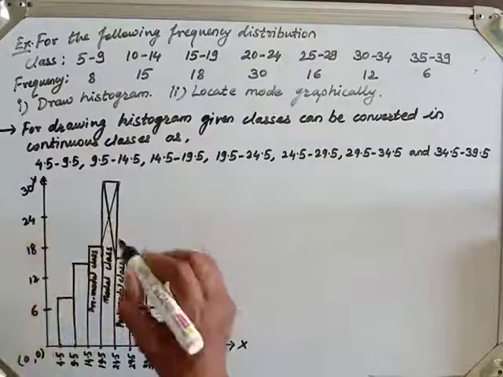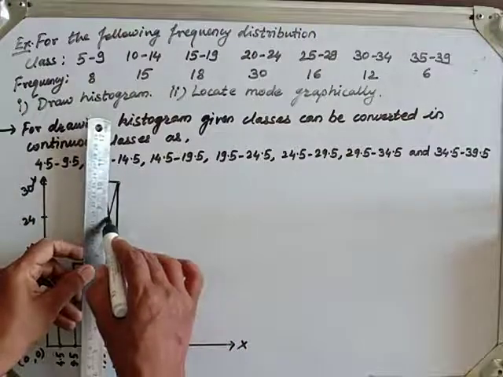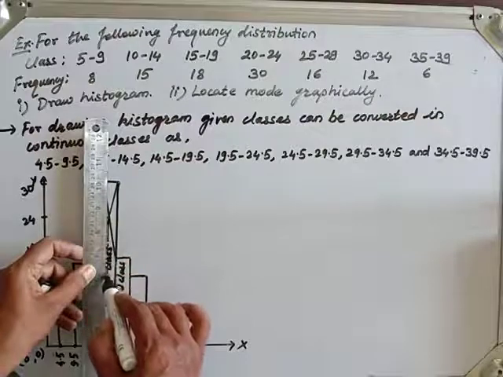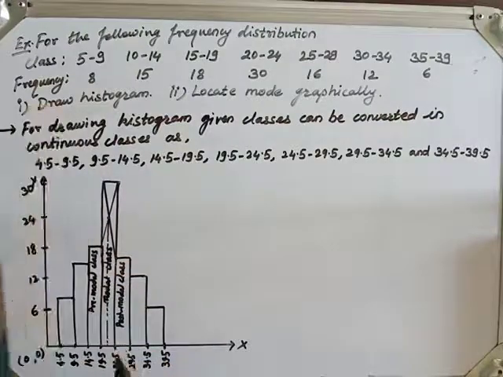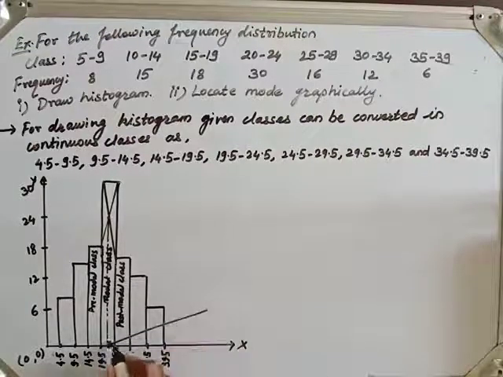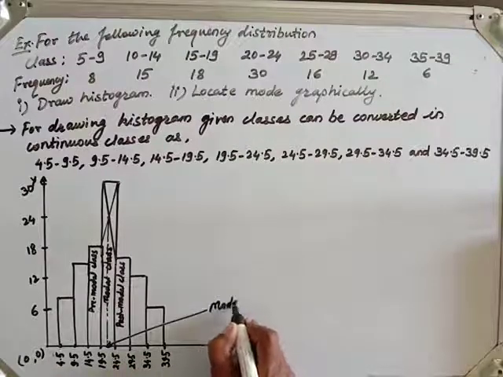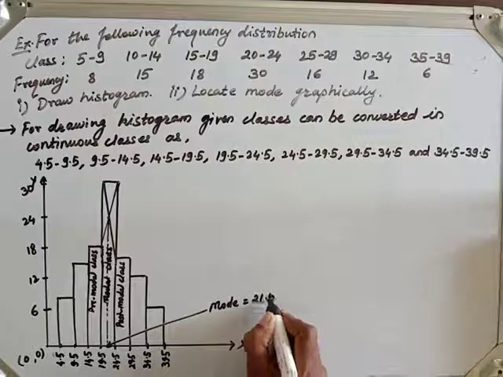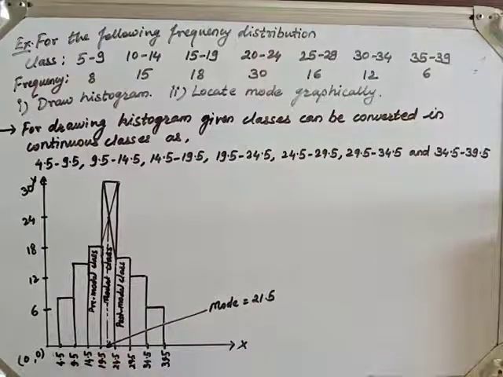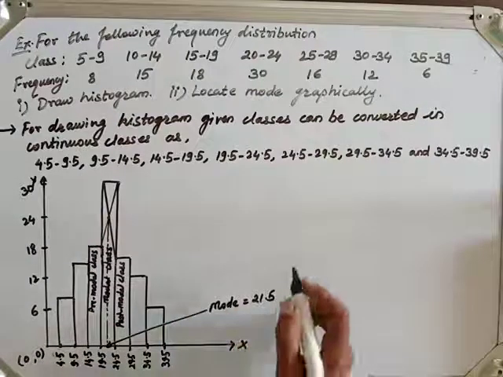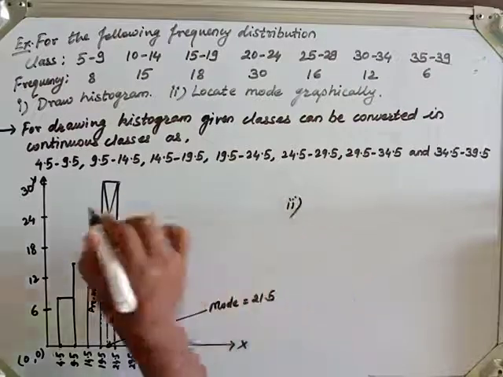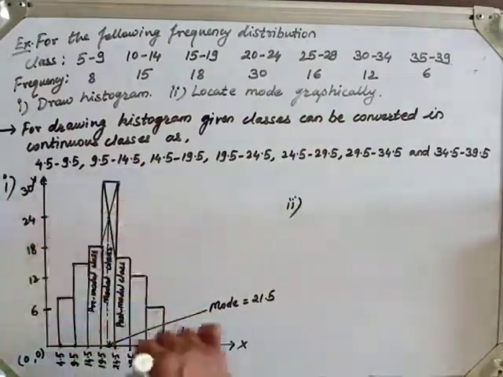Now these intersect at this point. So let us draw a perpendicular from that. This perpendicular will intersect here. Look, this is nothing but the midpoint exactly. Now on graph paper you can easily note that observation. So here I can say this is the mode, and according to my observation that value will be 21.5. It is just the middle of it, the midpoint of this class interval. So this is the answer of the first question, that we have drawn a histogram.